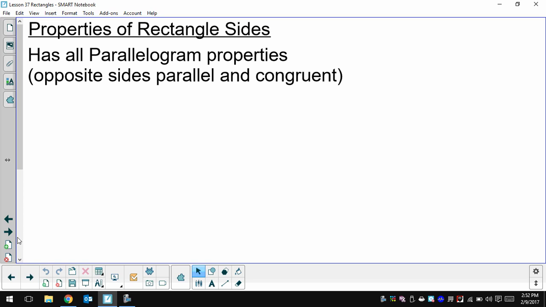So nothing's really changing about a rectangle and its sides. It has all the same properties of its sides that a parallelogram does. So the opposite sides are parallel, and they're also congruent. So nothing new there.